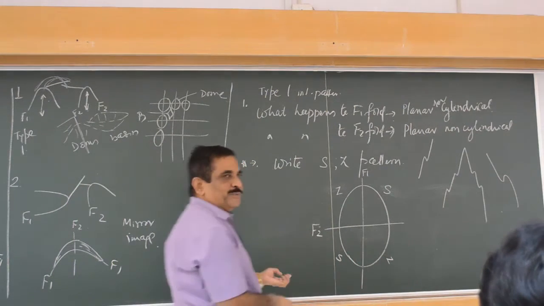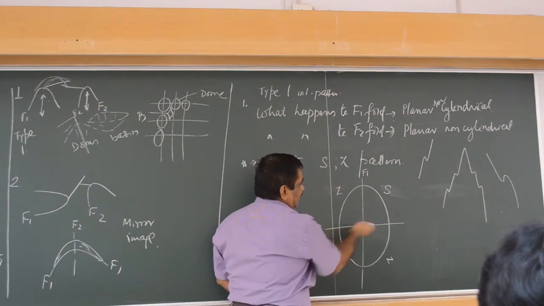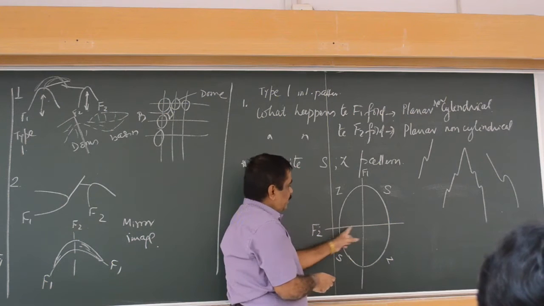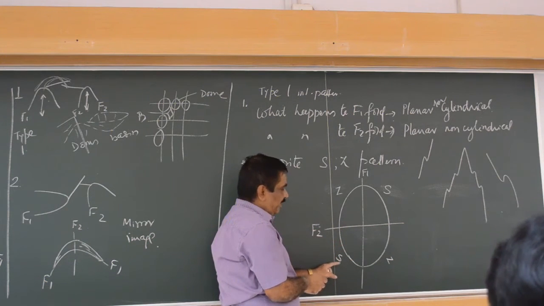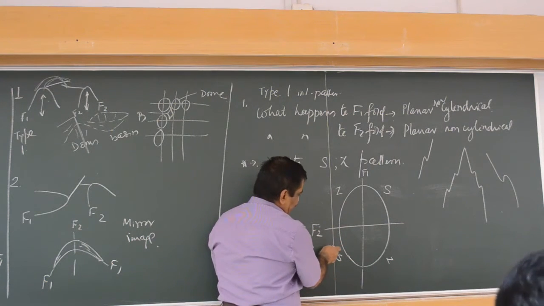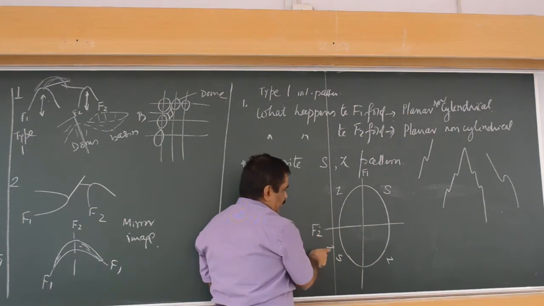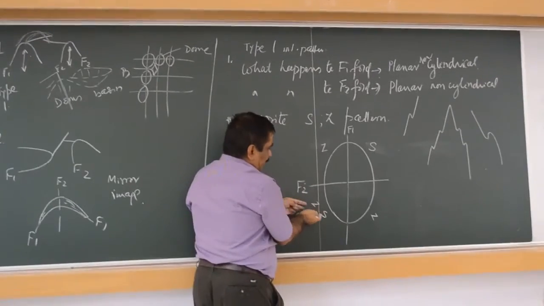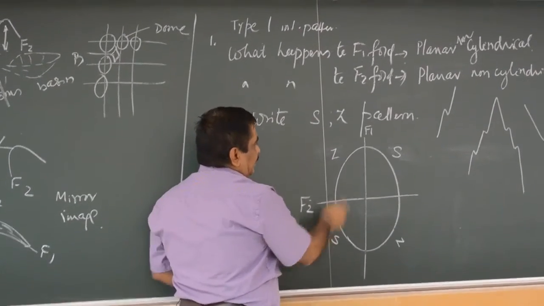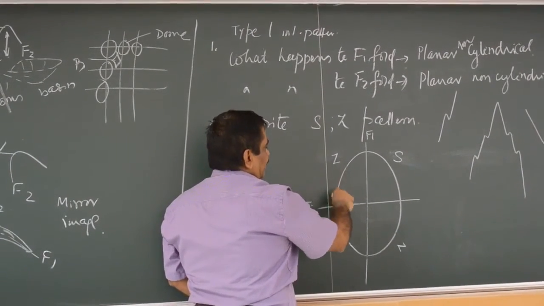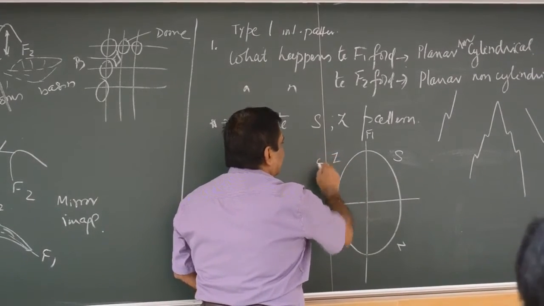Now you come to F2. F2, you have to walk this way. If you come this way, what will be here? Z, because you are walking like this, looking towards this hinge. So this will be Z. So F2 comes to be written earlier. Here what will happen? This is the right side, S. S, Z.